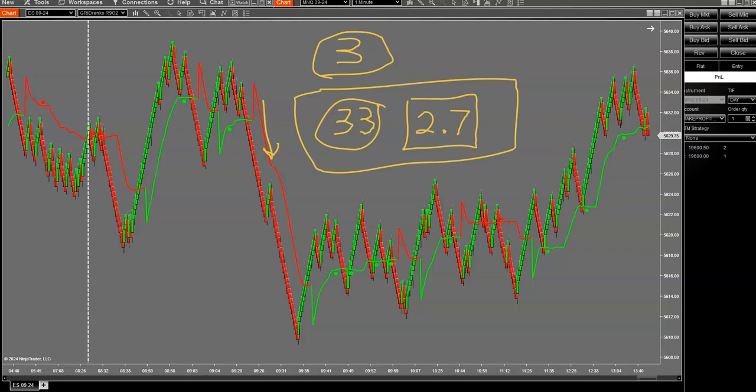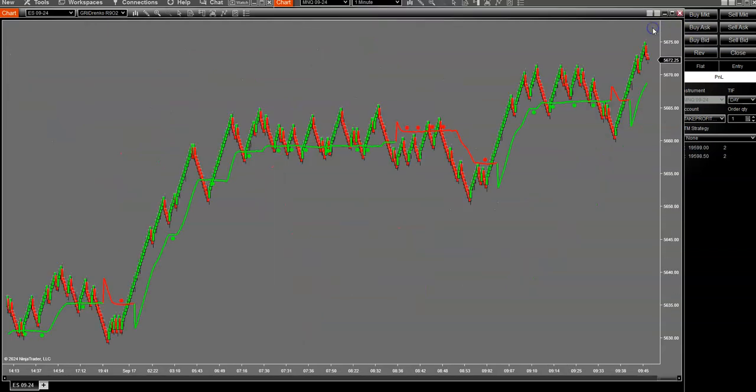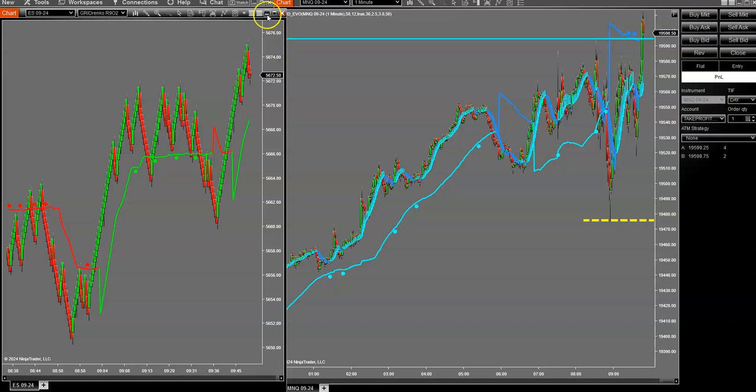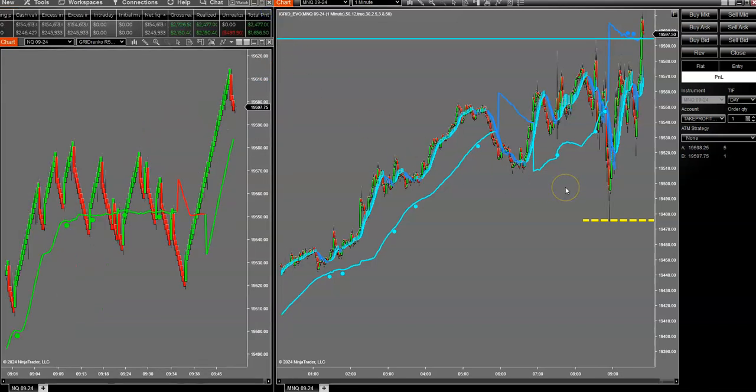Okay, there you have it. I want to do a little touch base on the morning and show you what's going on with the flip to flip setups. And there we go. We got a new high.